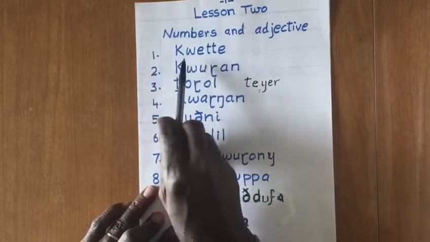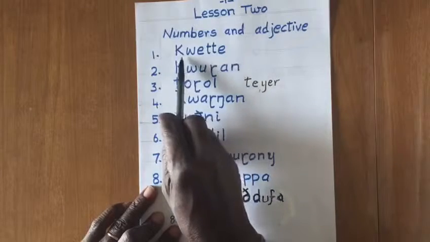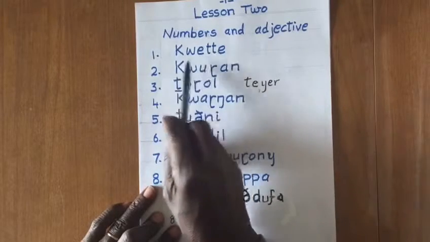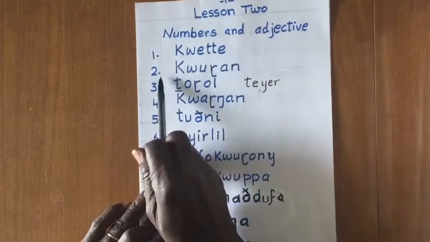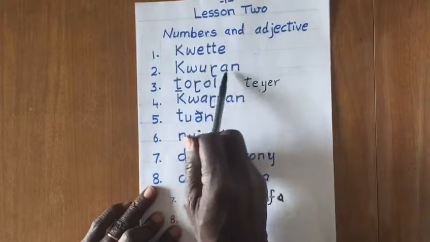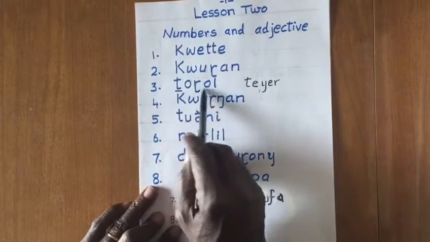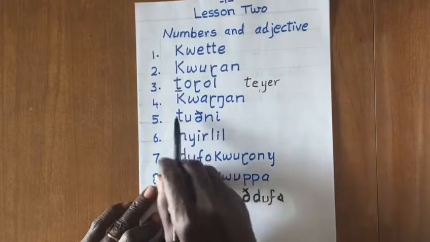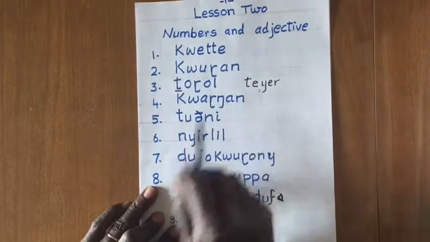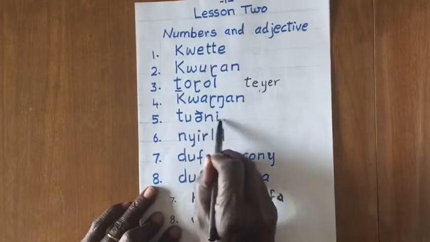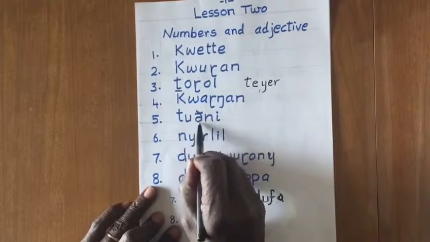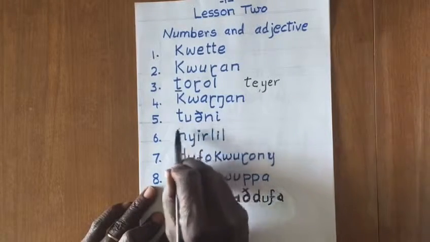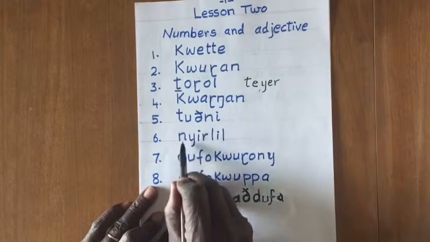We begin on 1. Kwete. Kuran. Torol. Teyer. Kwarngan. Tudni. Nirlil.